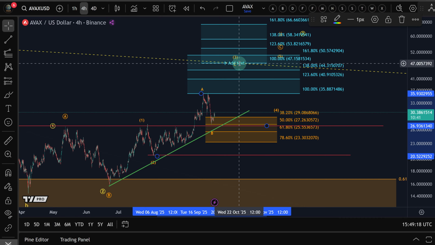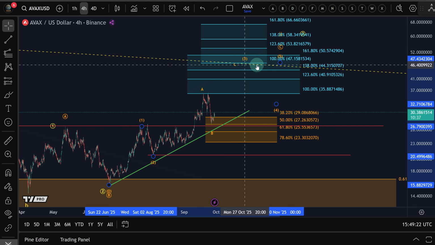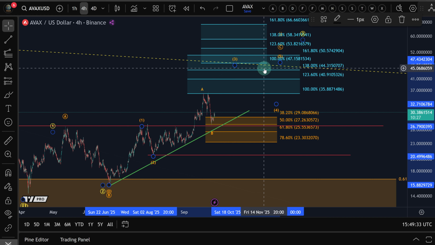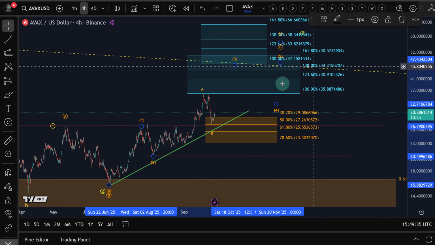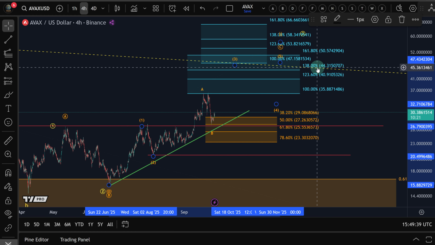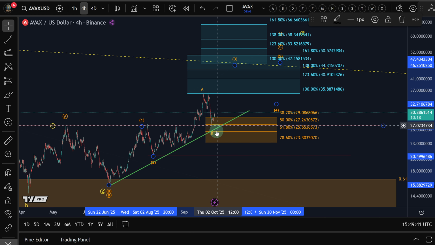That is at $47.16. In addition to that, the target for a third wave, which is measured differently, so we're looking for different ways of calculating targets, and sometimes we get good confluence, like in this case. The first ideal target for a third wave is the 138% extension of waves 1 and 2. That points towards $44.30, so very close together. So that means the thesis would be we're going to get to this area.